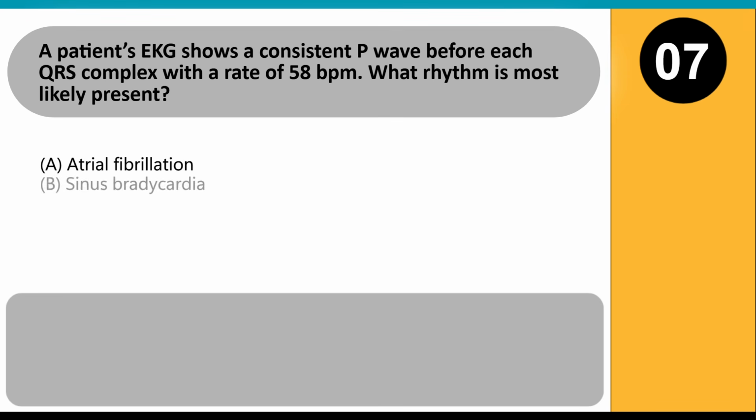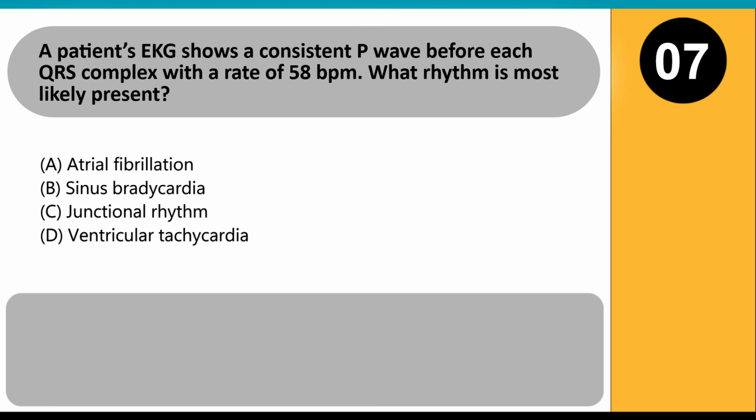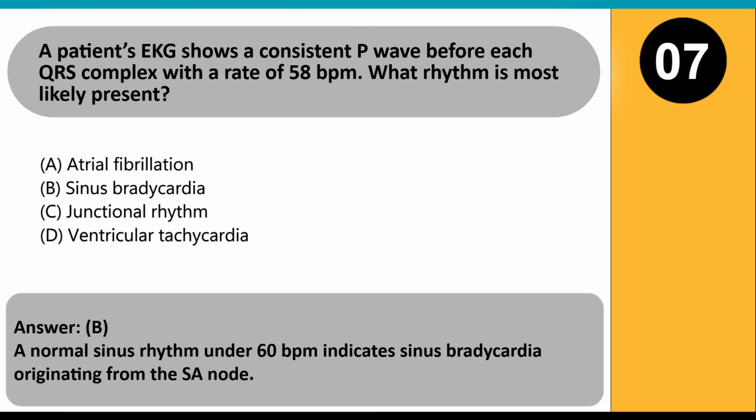A patient's EKG shows a consistent P wave before each QRS complex with a rate of 58 BPM. What rhythm is most likely present? A. Atrial fibrillation. B. Sinus bradycardia. C. Junctional rhythm. D. Ventricular tachycardia. Answer: B. A normal sinus rhythm under 60 BPM indicates sinus bradycardia originating from the SA node.